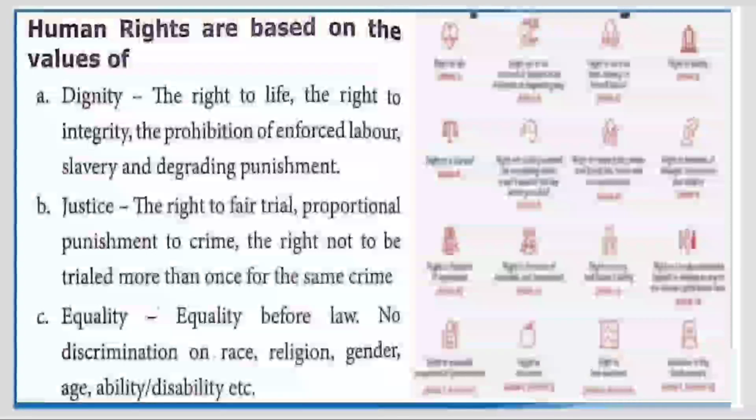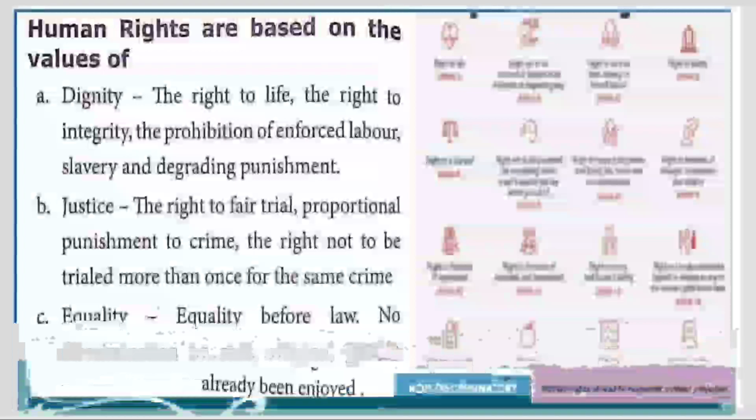Human rights are based on the values of, number 1, dignity: the right to life, the right to integrity, the prohibition of enforced labor, slavery and degrading punishment. Number 2, justice: the right to fair trial, proportional punishment to crime, the right not to be tried more than once for the same crime. Number 3, equality: equality before law, no discrimination on race, religion, gender, age, ability, disability, etc.